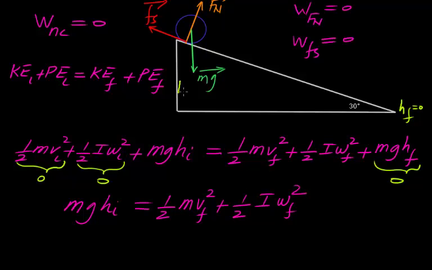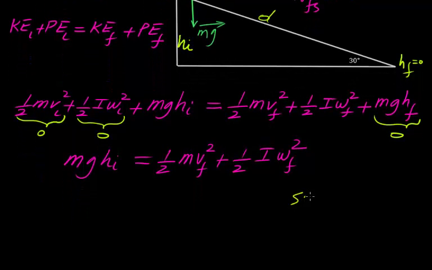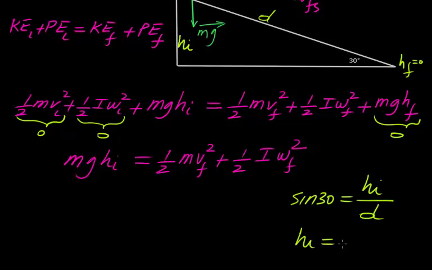The height initial can be easily solved for using the length of the inclined plane, which I'm going to call d. Sine of the angle 30 is going to equal the opposite, which is the height initial divided by the hypotenuse, which is d. Solving for the height initial, you obtain d sine 30.